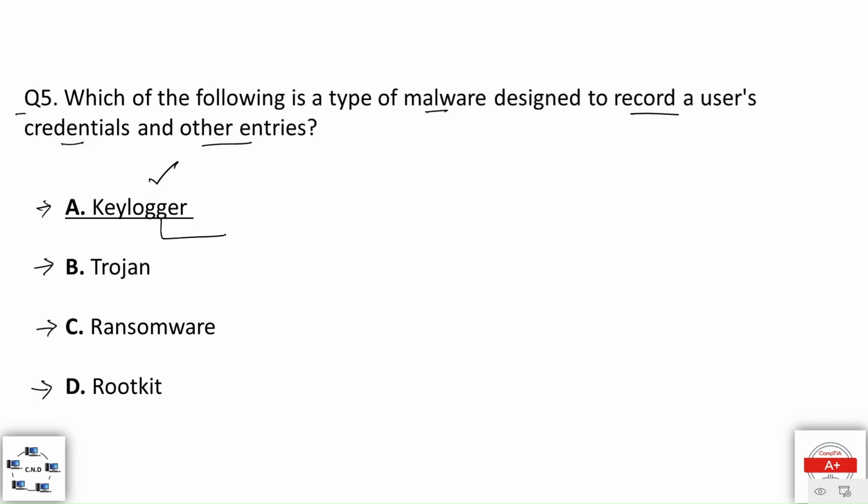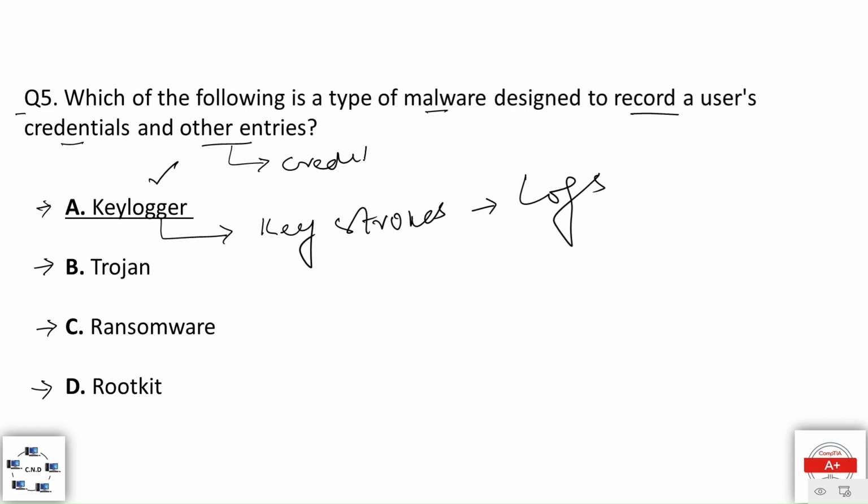So we are talking about recording a user's credentials and other entries. As the name indicates, keylogger means that it logs the keystrokes. So keylogger basically logs each keystroke that is pressed on the keyboard. This type of malware is designed to record and log the user credentials as well as other information, for example, credit card numbers and other data.